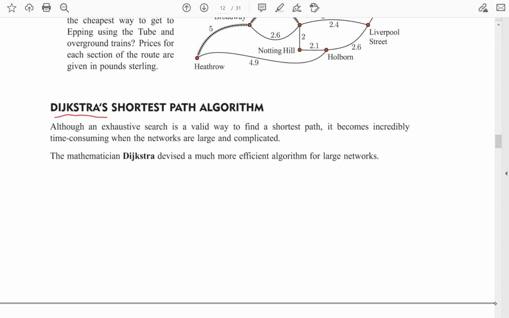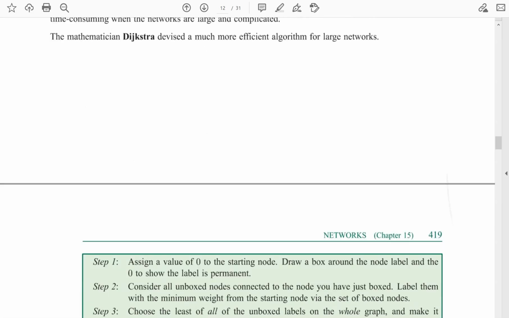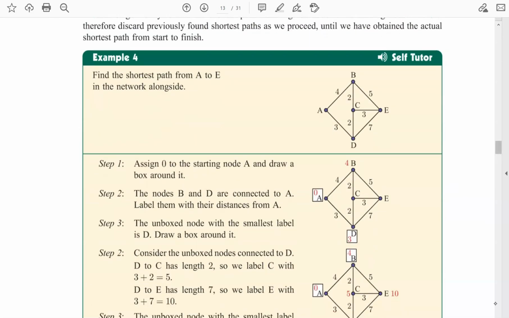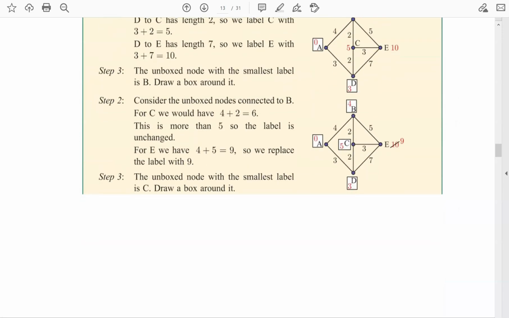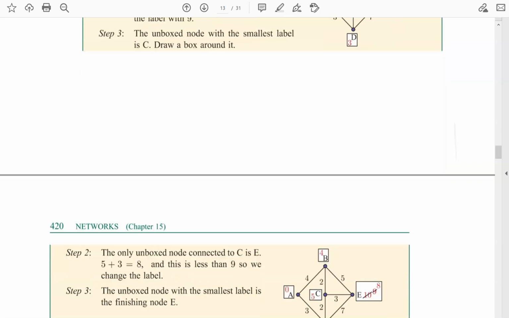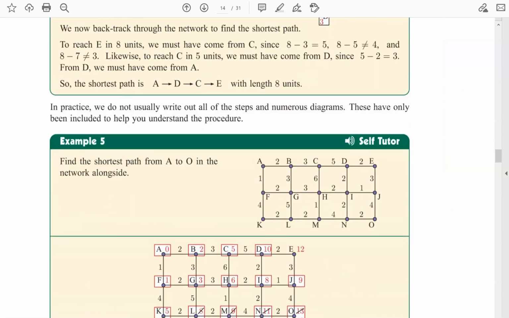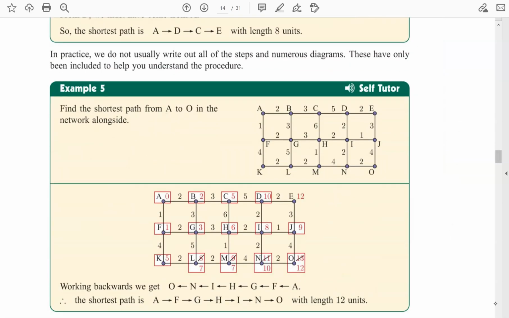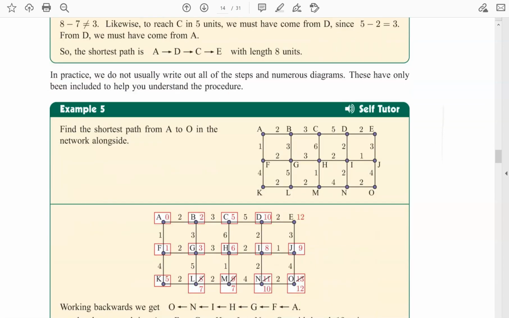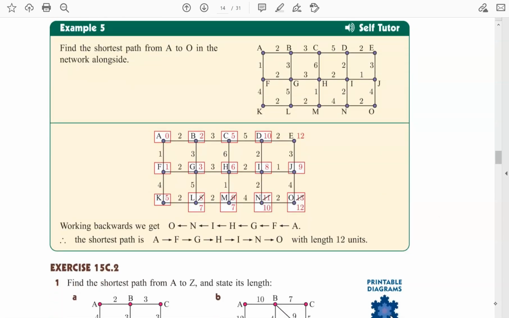A lovely mathematician came up with a bit of a system on how to find the shortest path. Now, I don't particularly like this example because it's just a little bit too obvious, I think. So we'll do one that's a little bit trickier. By all means, feel free to go and read this process, but I think it's better if we just dive in and you follow as I do it.